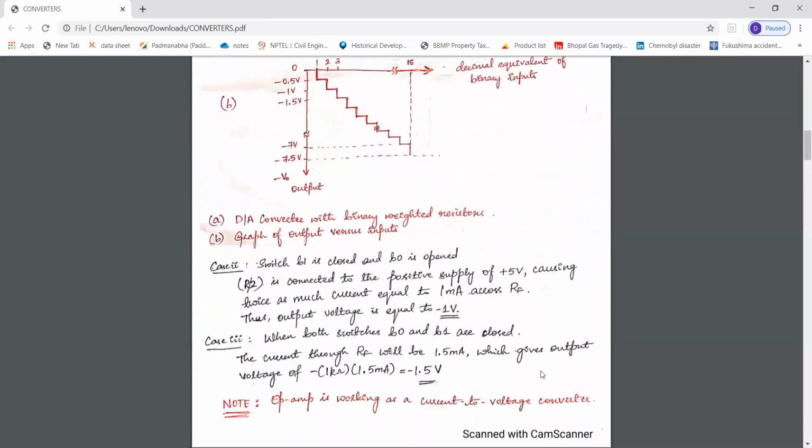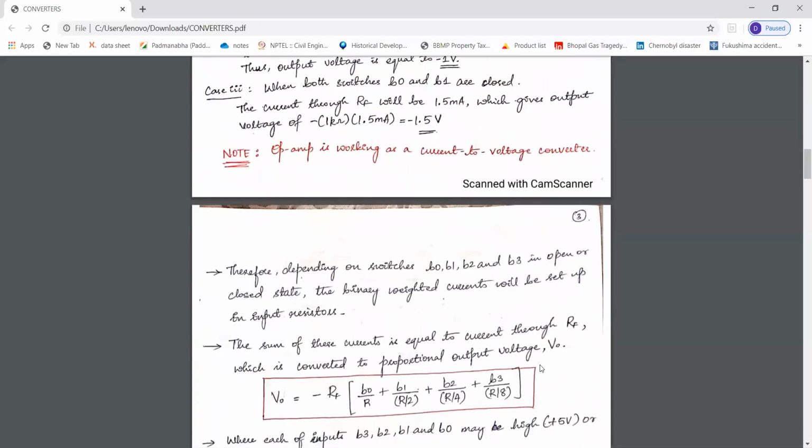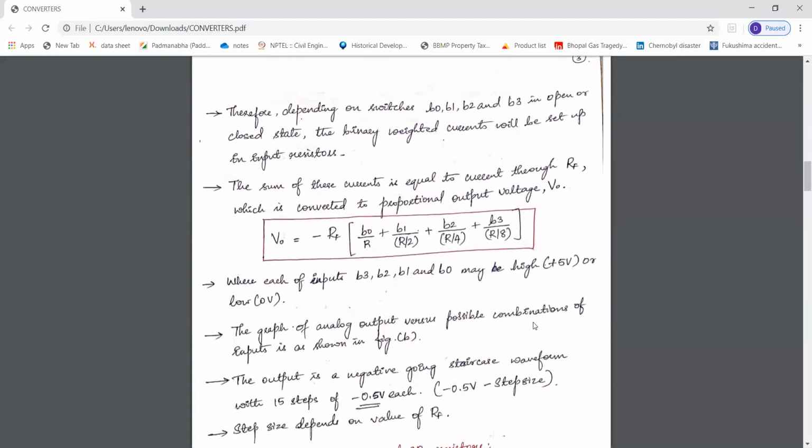So this is about the binary weighted resistor DAC, and the output voltage is given by minus RF into B0 by R plus B1 by R by 2 plus B2 by R by 4 plus B3 by R by 8.